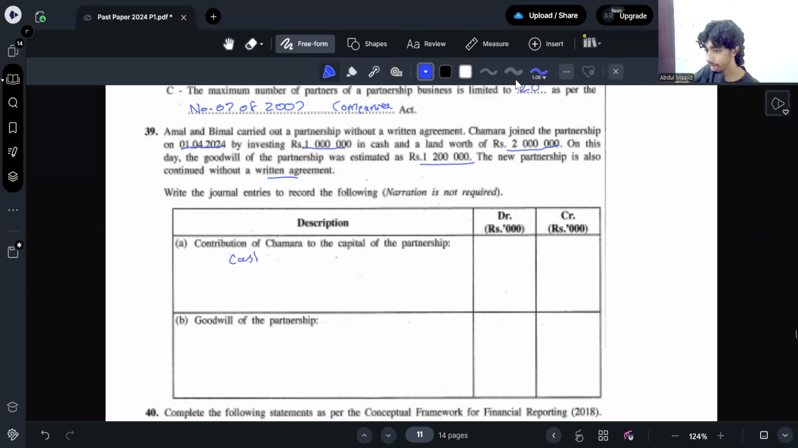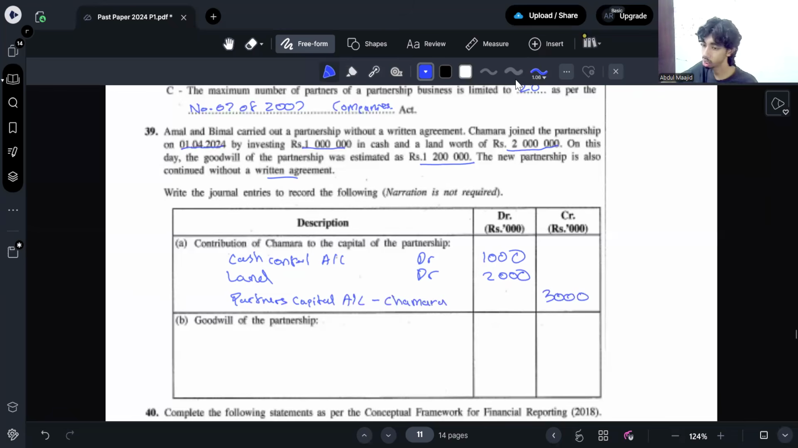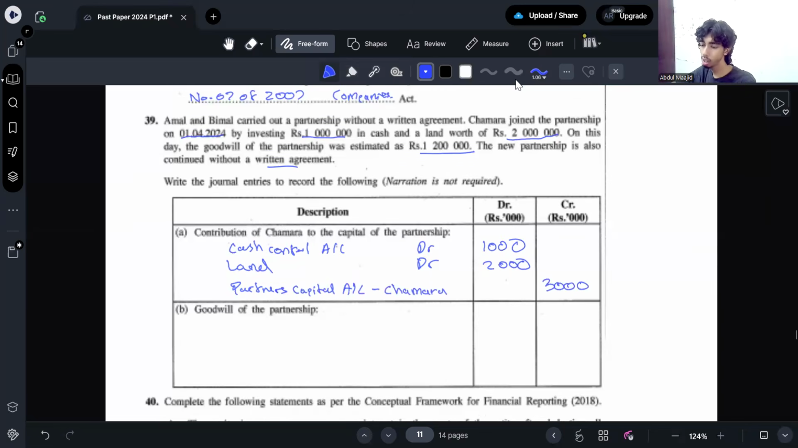Then that will be cash control account, debit 1,000. Land will be debit 2,000. Then partners capital account, Chamara will be credited by 3,000. Then goodwill of the partnership. Now, if they don't have a written agreement, then you should share the goodwill equally, right? Can't we just right?